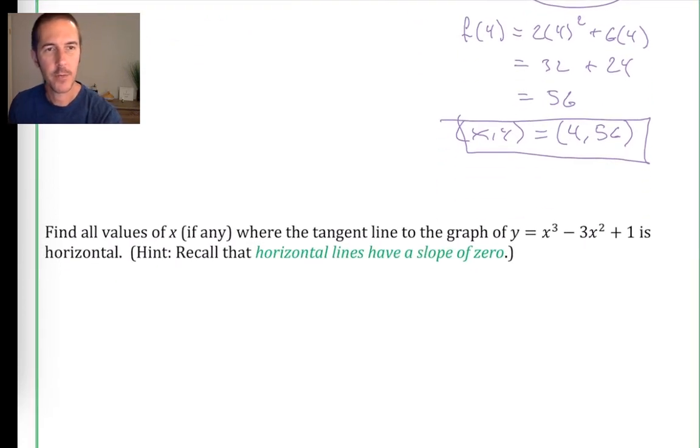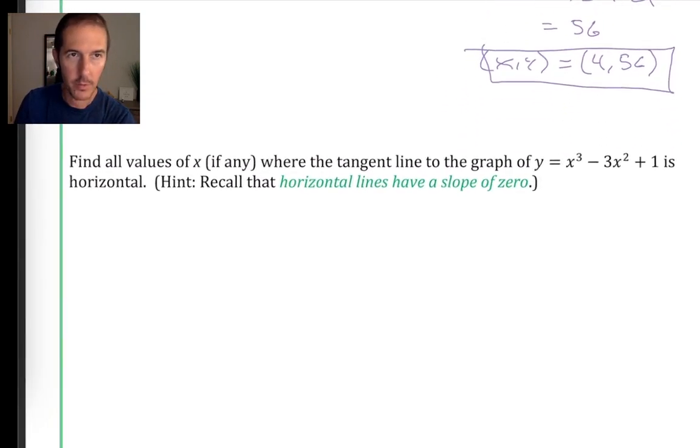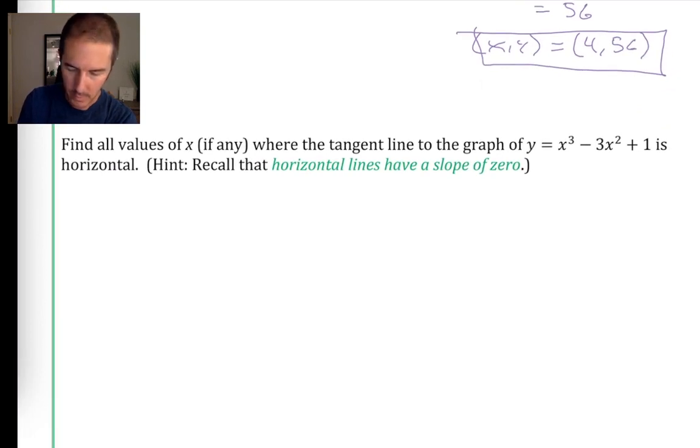Find all x values, if any, where this tangent line to this graph is horizontal. What's the slope of a horizontal line? 0. So we need to take the first derivative of the given function, set it equal to 0, and solve. You might want to write that down. It's going to happen a lot. Take the first derivative, set it equal to 0, and solve. I'm going to do those 3 things. If my paper will hold still.